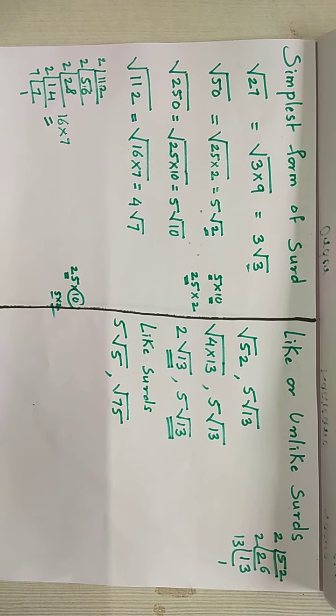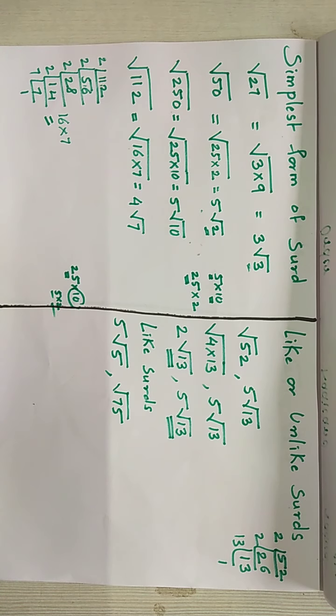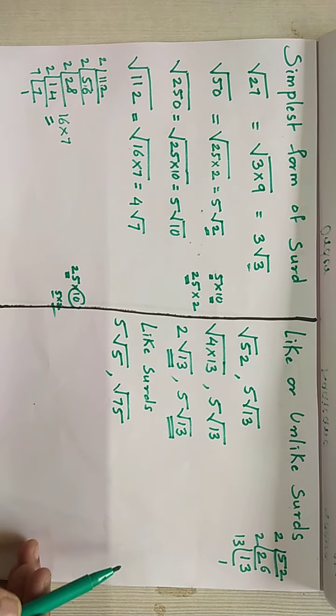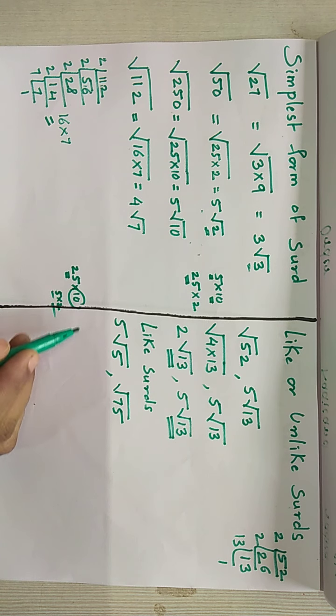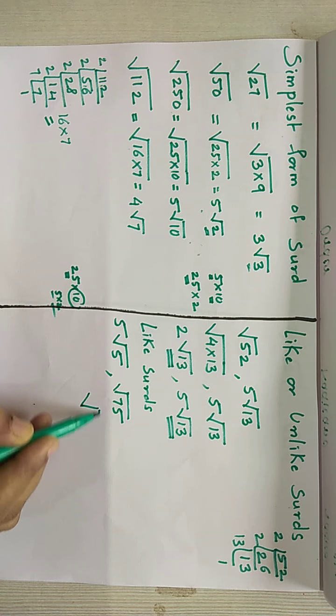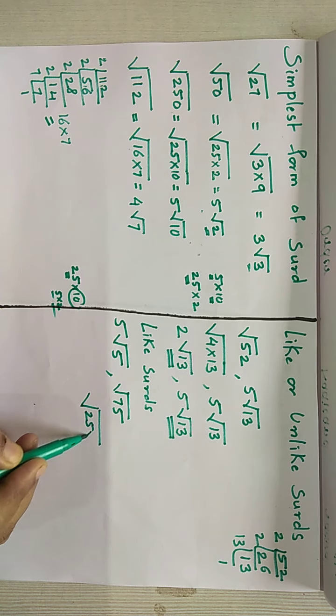Okay. Now let's go for the next sum. The next sum is 5 root 5 and root 75. Now root 75 can be written as 25 threes.